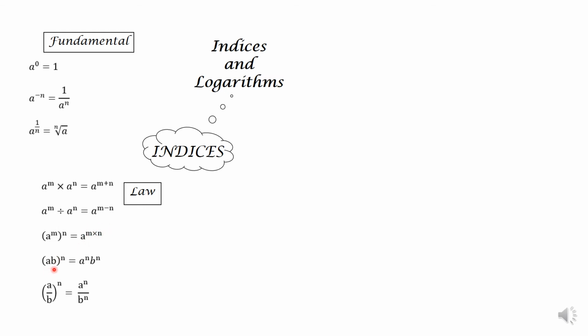A times B raised to the power of n equals A to the power of n times B to the power of n. A over B raised to the power of n equals A to the power of n over B to the power of n.